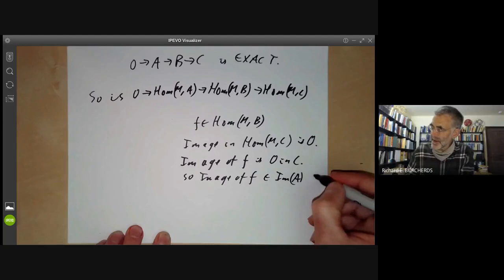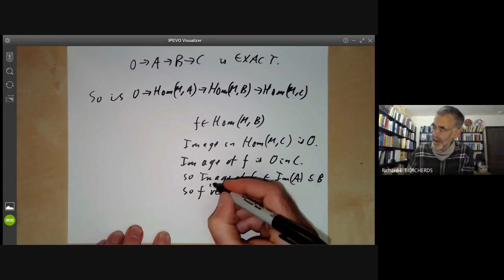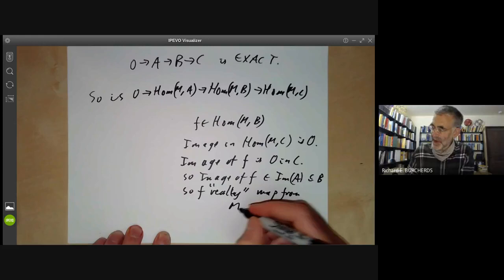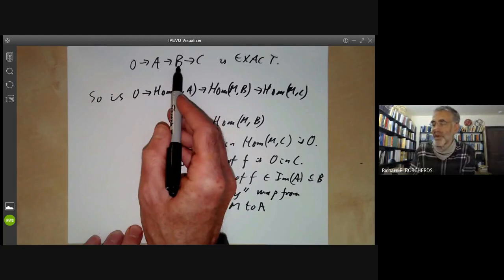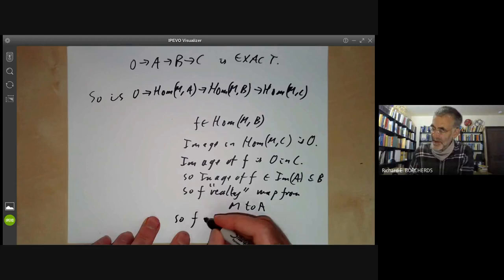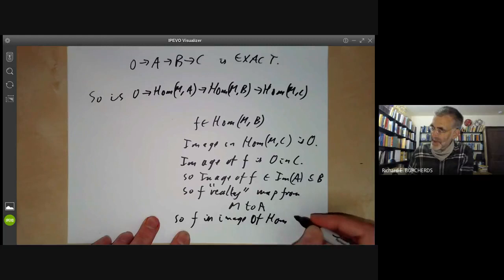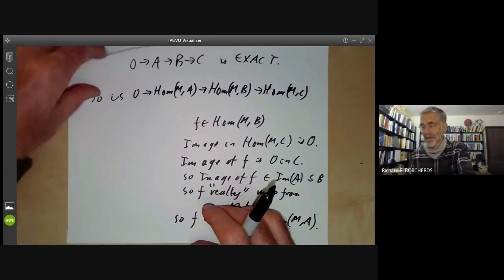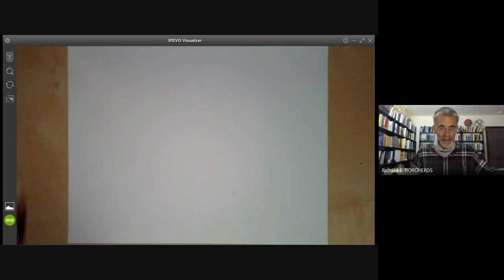So f is really a map from M to A, if we sort of pretend that A is a submodule of B. A isn't quite a submodule of B, but it's isomorphic to a submodule of B, and usually we're a bit sloppy and pretend that it is a submodule. So f is in the image of Hom from M to A. So there's nothing difficult about that proof. Now we're going to do the same thing for the other sort of Hom. So this time we take A to B to C goes to 0 is exact.